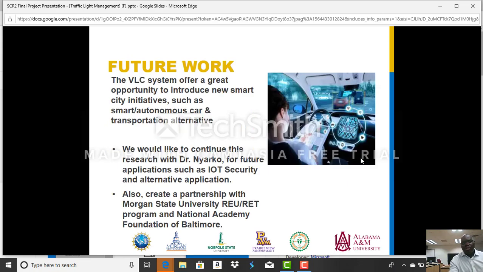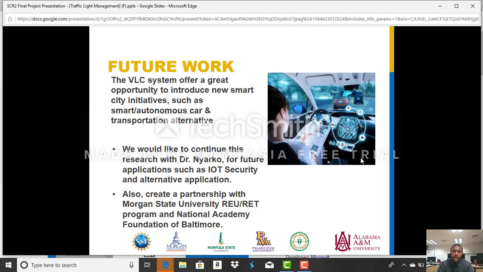All right, so Josh will talk about our future work regarding this project that we've been doing. Okay, so we have recognized that the VOC system offers a great opportunity to introduce new smart city initiatives such as a smart autonomous vehicle, as well as new forms of transportation or alternate forms.